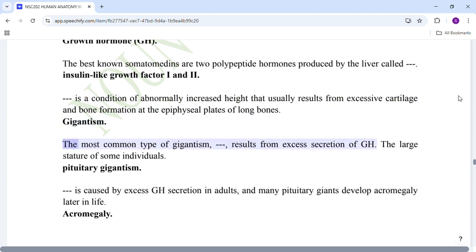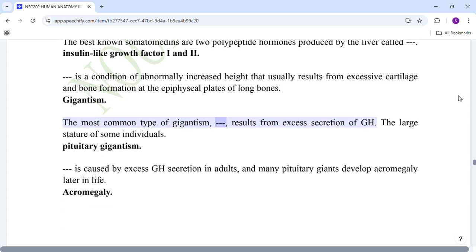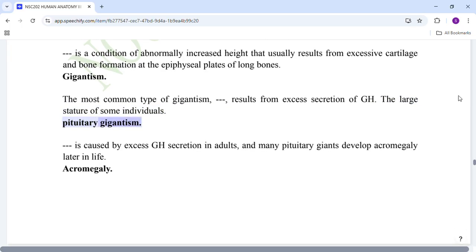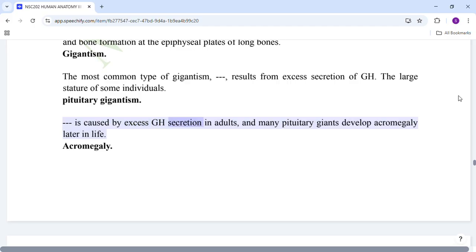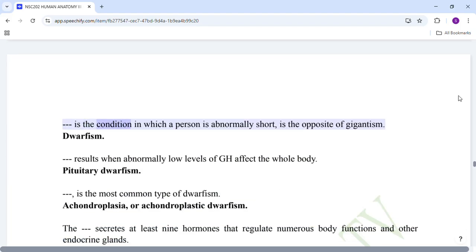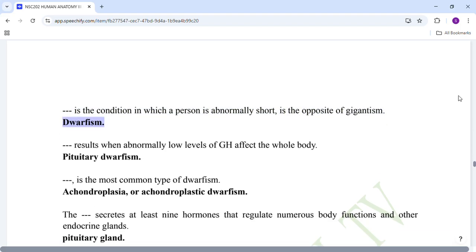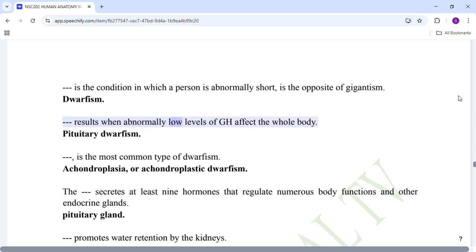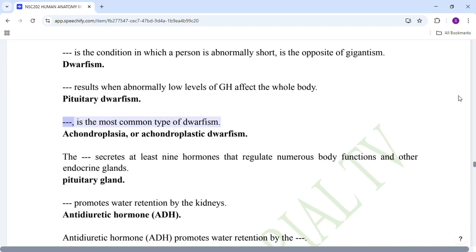The most common type of gigantism, pituitary gigantism, results from excess secretion of GH. The large stature of some individuals is due to this. Acromegaly is caused by excess GH secretion in adults, and many pituitary giants develop acromegaly later in life. Dwarfism is the condition in which a person is abnormally short, the opposite of gigantism. Pituitary dwarfism results when abnormally low levels of GH affect the whole body. Achondroplasia, or achondroplastic dwarfism, is the most common type of dwarfism.